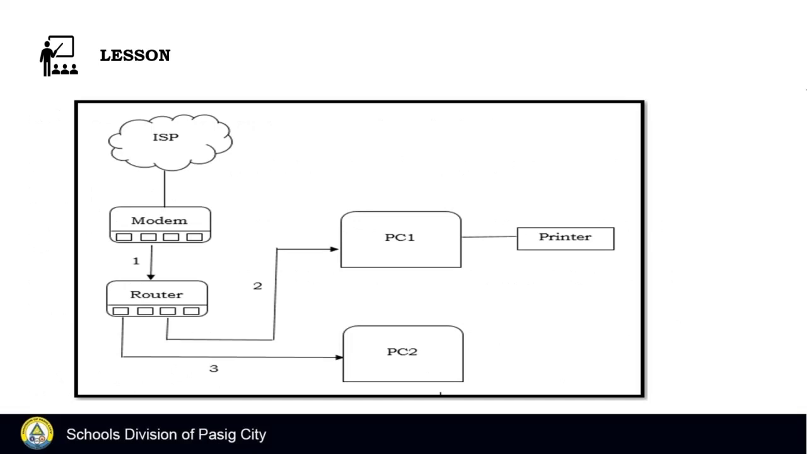This is a sample diagram of the peer-to-peer network. From the ISP, next to the modem, then router, then connect to the personal computers 1 and 2, then personal computer number 1 shares the printer to the network.